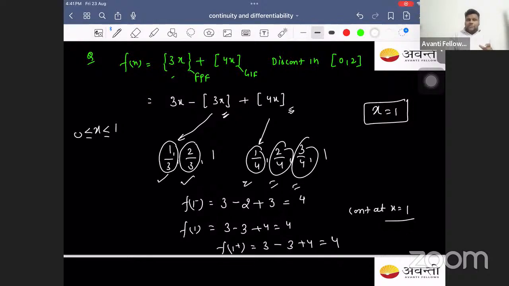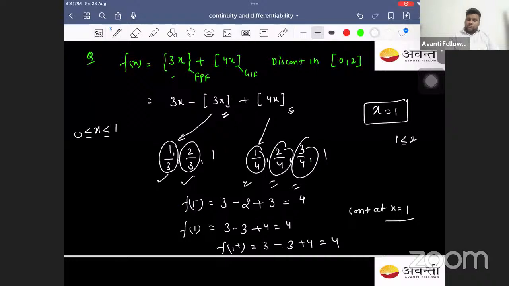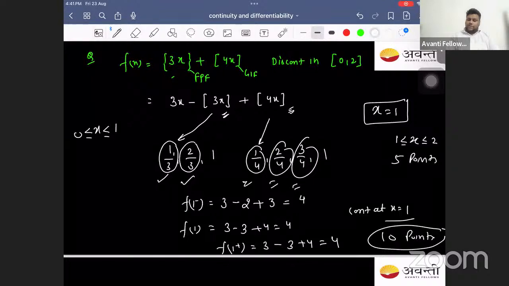So in between 0 to 1, there came 5 points of discontinuity: 1 by 3, 2 by 3, 1 by 4, 2 by 4 and 3 by 4. In between 1 to 2 also there will be 5 points. So there are total 10 points of discontinuity. Am I clear?